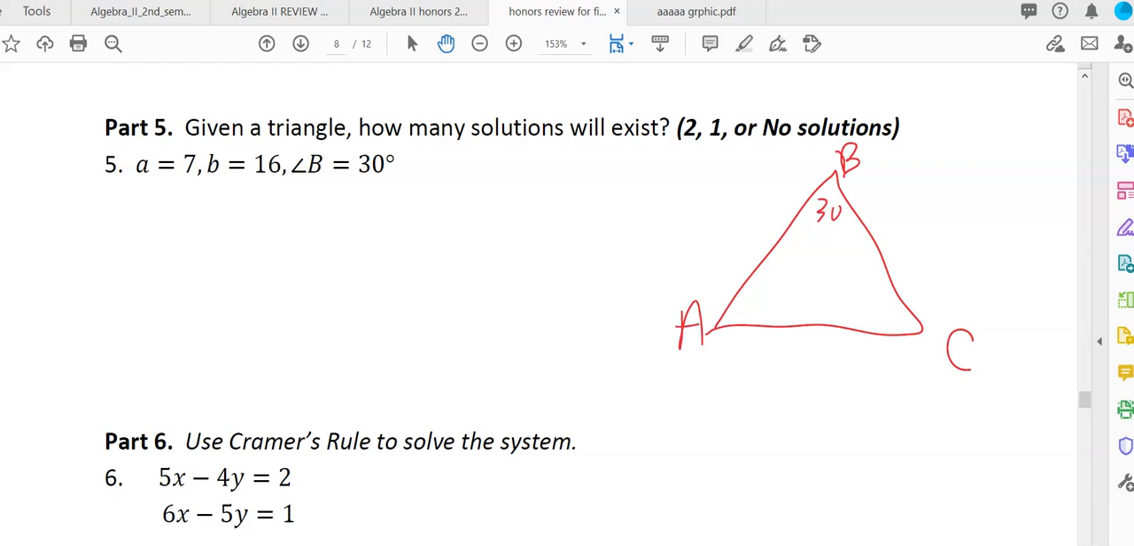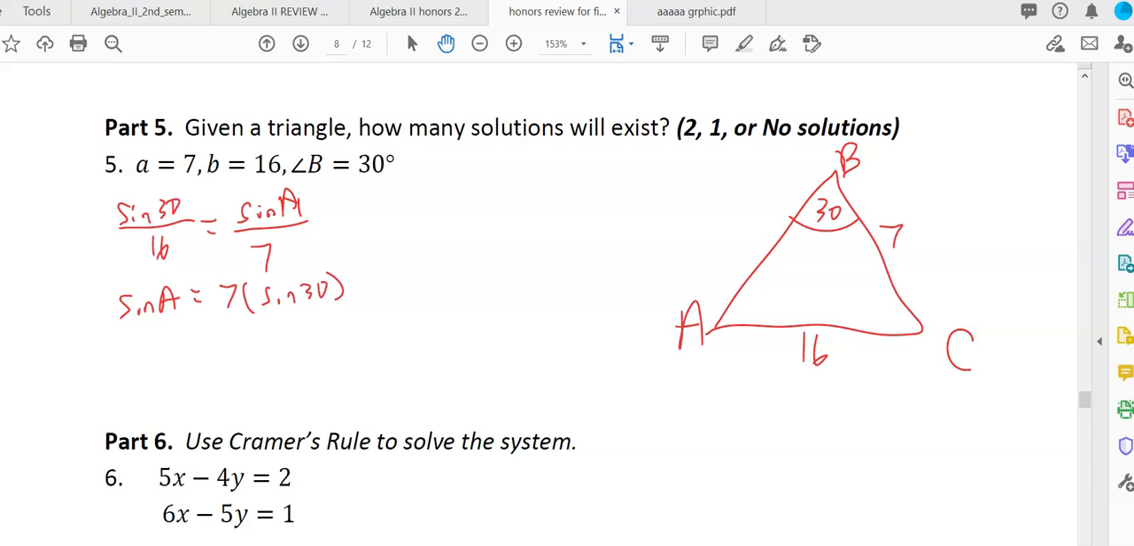So b is 30, b is 16, a is 7. So that's side-side-angle. That's the ambiguous case potentially, so we're not sure what's going to happen. We're going to set it up and solve for the first angle. So sine of 30 over 16 equals sine of a over 7. Solving this kind of fast, sine of a equals 7 times sine of 30 over 16.